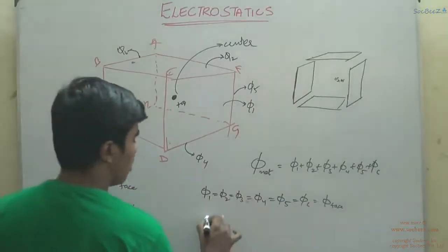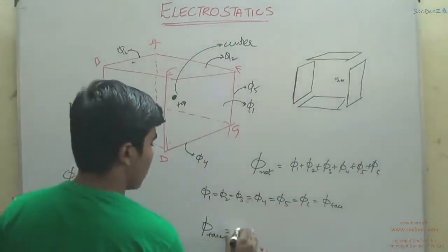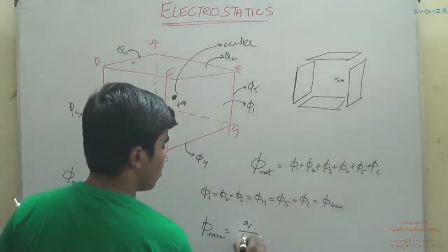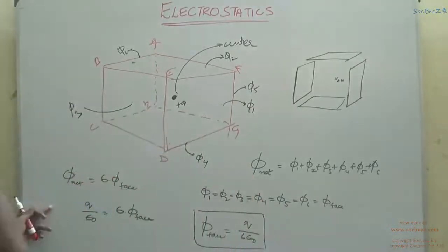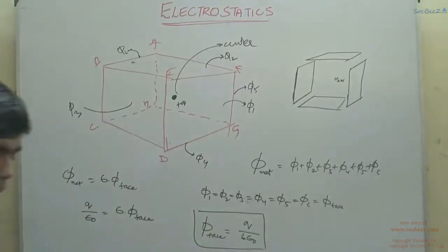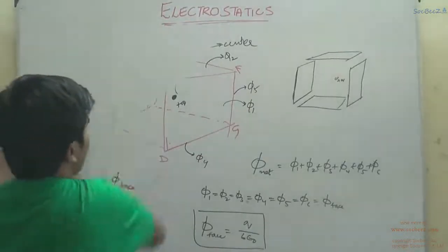Thus we find out that the flux through a face is equal to Q by 6 epsilon naught. So this way we solve this question. Now let us complicate this question a bit more.